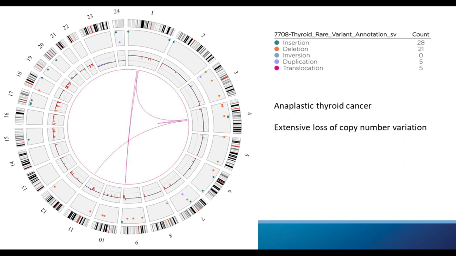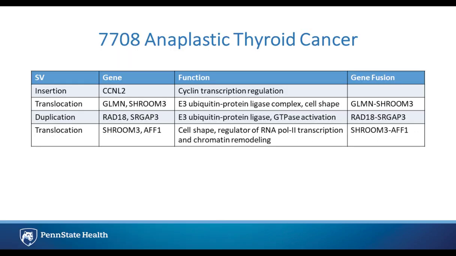Final anaplastic thyroid cancer example is here. Of note, this one has very extensive loss of copy number. So you can see all these red bands all across the genome indicating loss of copy number, which is quite interesting. And again, this has predominantly insertions, deletions, as well as a couple of translocations involving chromosome 1 in particular.